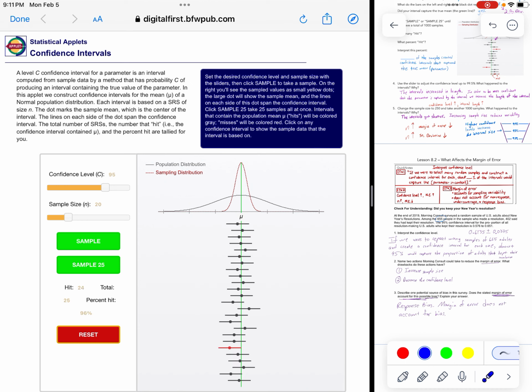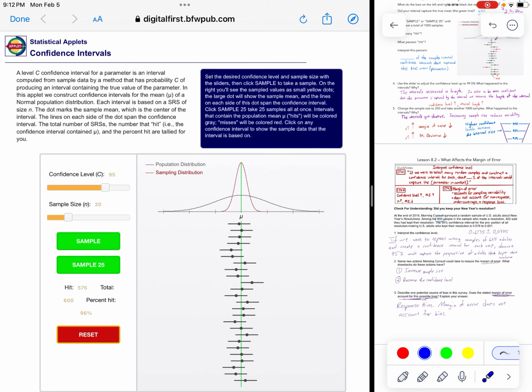I'm going to do 25 samples. Boom. One of them missed. And then, boom, 25 new samples. But it is doing a cumulative tally as I go. Oh, there, that one had 3 reds, so 3 of the 25 intervals did not capture the true mean. It wanted us to do this, the notes, until I get to 1,000, so I'm doing high repetition over and over and over.